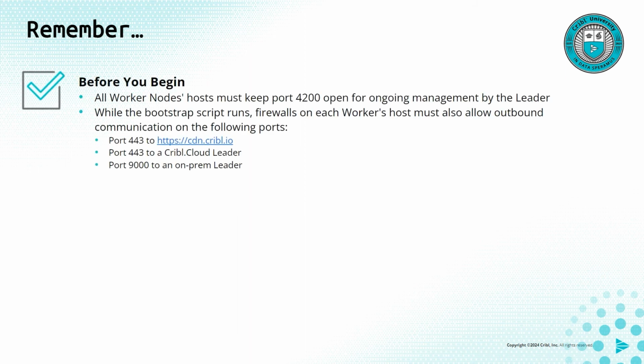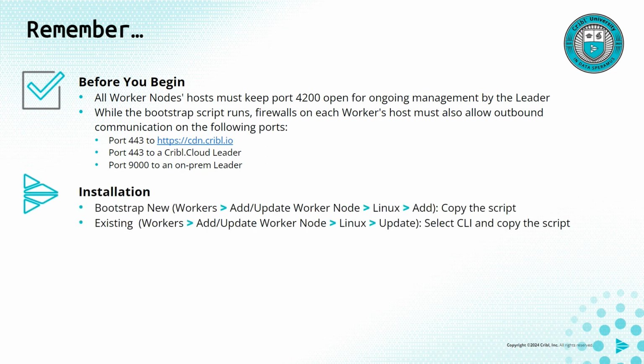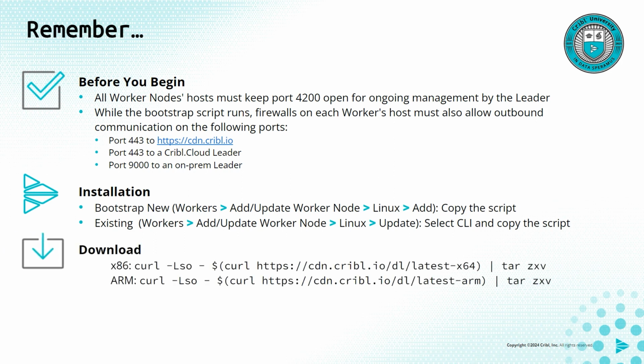So here are a few things to remember. First, make sure you have the correct ports open between your worker node and your leader. Next, remember that you can either run the Bootstrap script to automatically install and configure Cribl Stream or download Cribl Stream and then run a script to connect your worker node to the leader node.